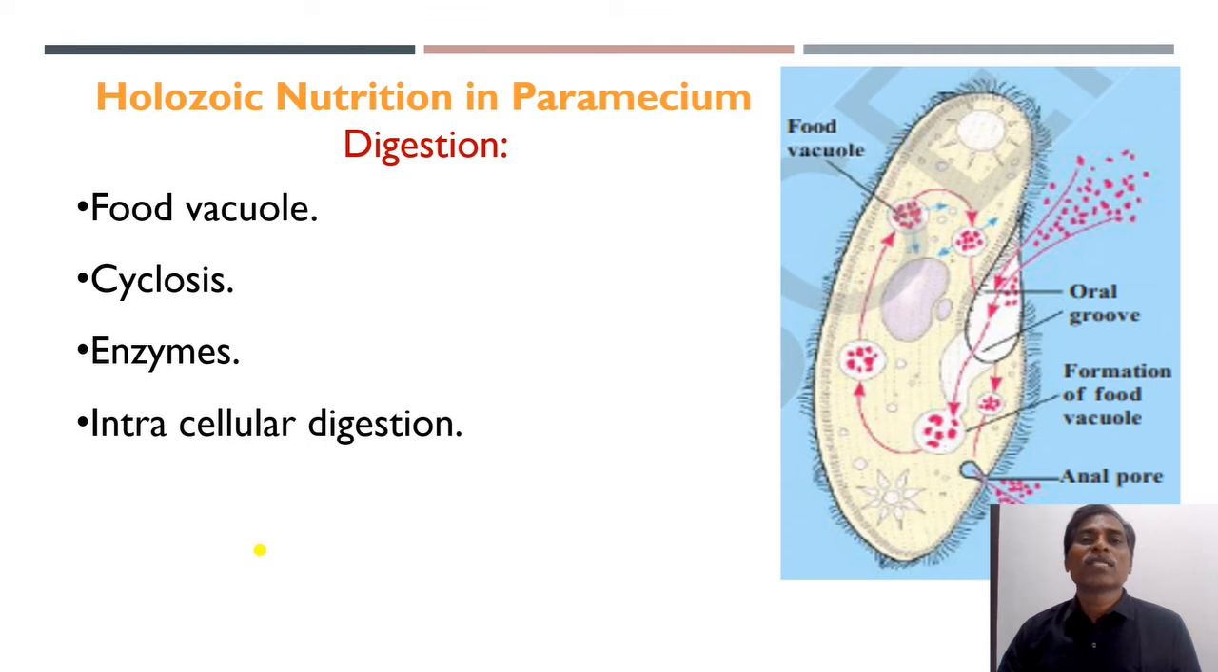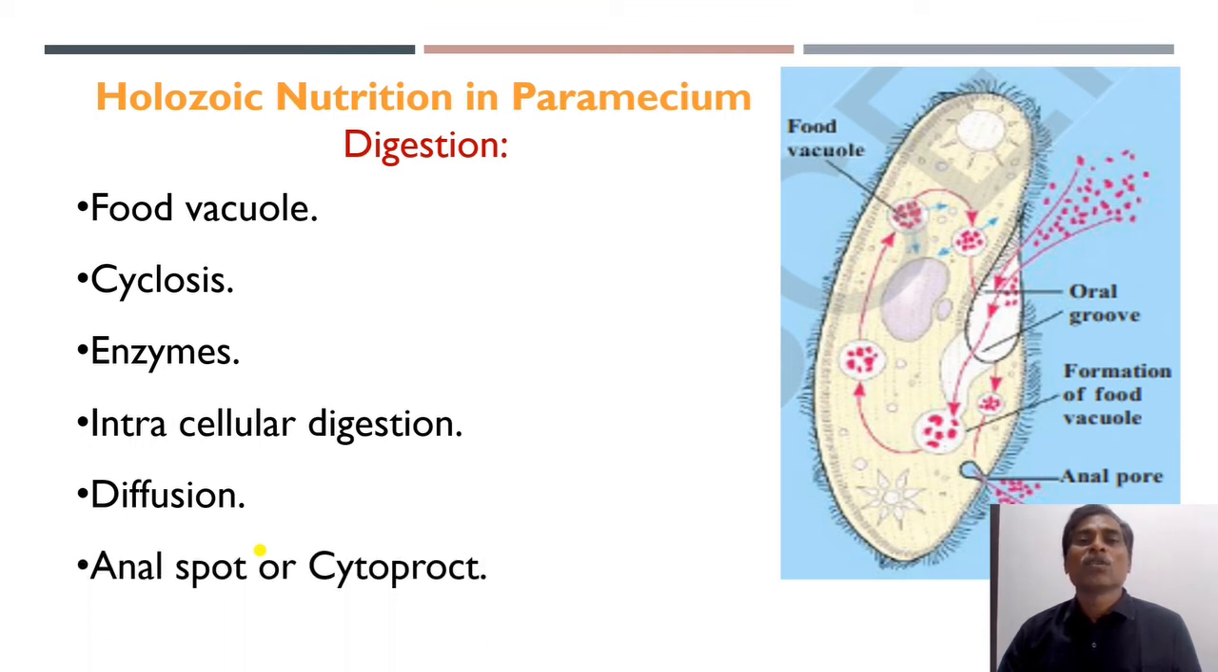The digested food substances are diffused into the cytoplasm. The undigested food substances are sent outside through the anal spot or cytoproct. This is the nutrition and digestion in Paramecium.